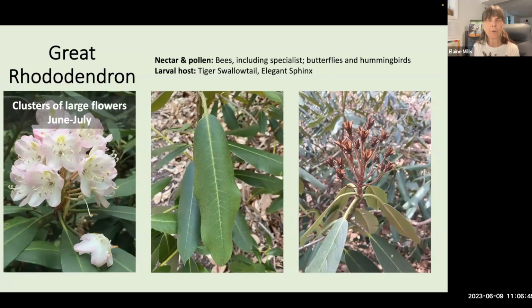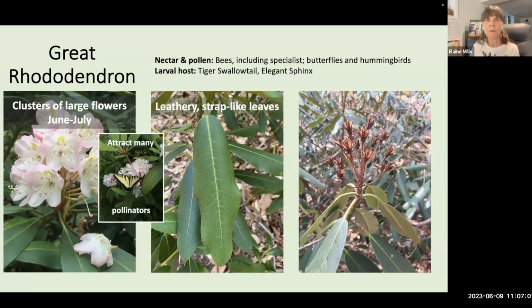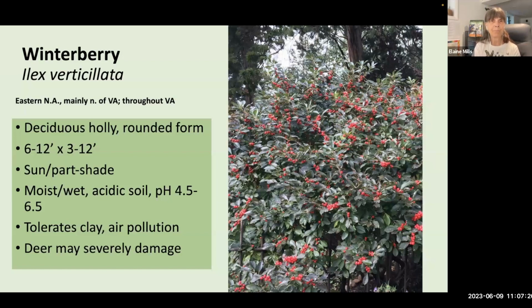They offer nectar and pollen to bees, including a specialist, as well as butterflies and hummingbirds. Great rhododendron is a larval host for the tiger swallowtail and elegant sphinx moth. It has leathery strap-like leaves that are going to provide excellent winter and all-weather cover for our wildlife. These seeds are enjoyed by songbirds.